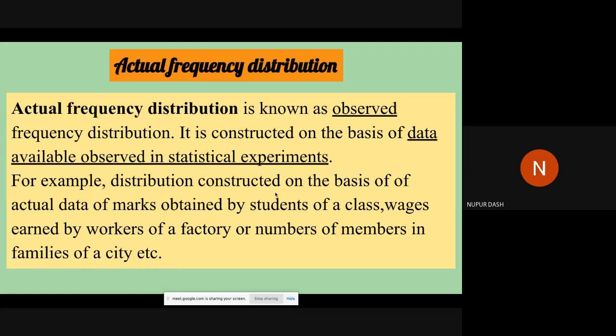Similarly, you can also take the example of wages earned by workers of a factory. You can classify this further as wages earned by male members of the factory and wages earned by female members of the factory. Now, the next example is the number of members in families of a city, meaning how much the population is. In this manner, you can make frequency distribution tables which are based on actual facts.